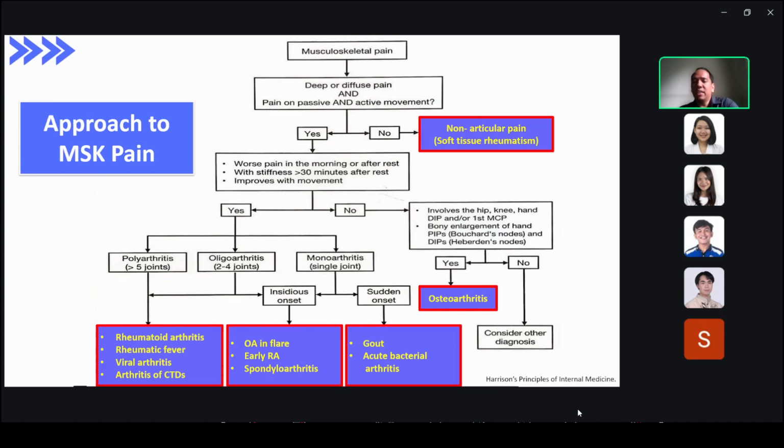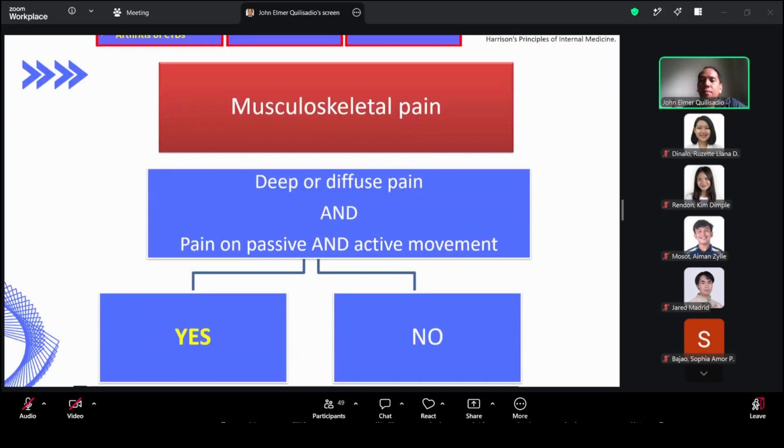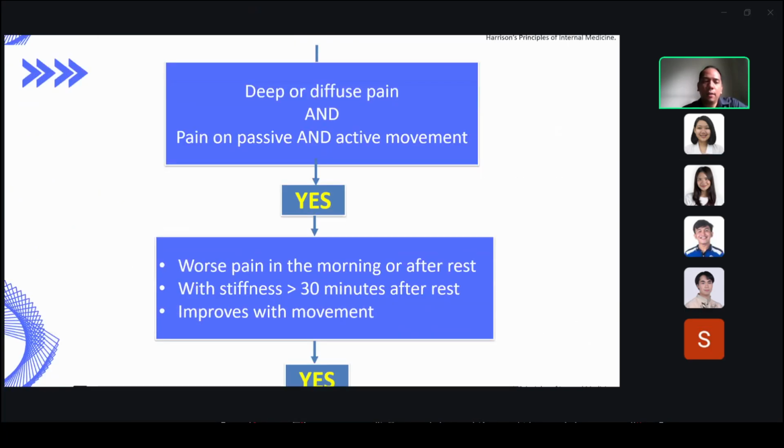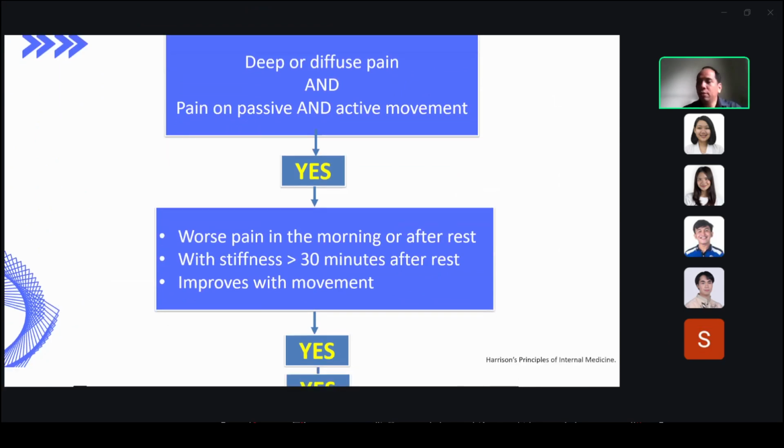So yung mga other diagnosis natin dito na na-highlight, yung sa baba, yung dito sa box, ito, and dito, pati ito. So na-rule out na natin yan kasi the three patients are complaining only of pain on active movement. So nasa no sila, no? And pag no siya, yung possible impression natin is patient is suffering from non-articular pain or soft tissue rheumatism. So, ito lang medyo ano lang natin, no?